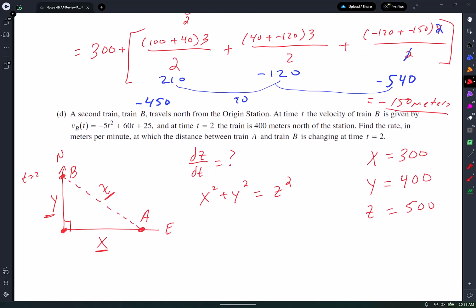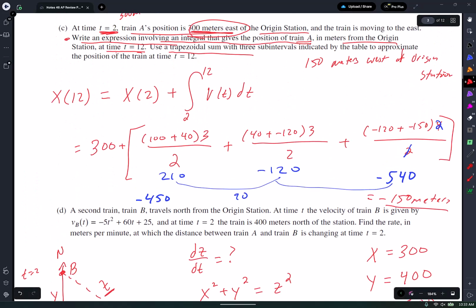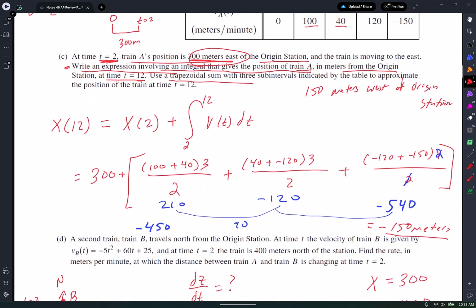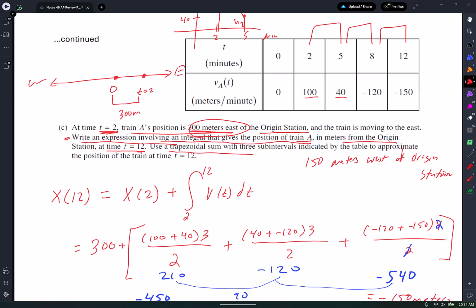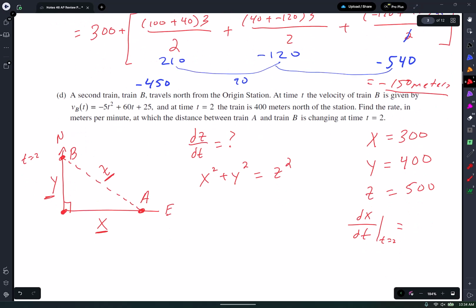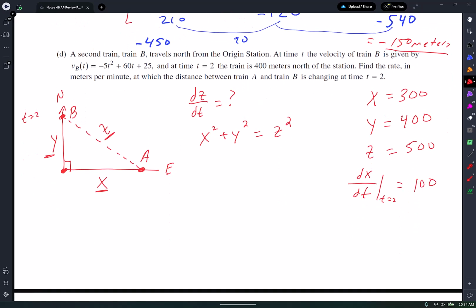All right. Here we go. dx/dt. Do I know what dx/dt is at t equals 2? Yes, I do. Guys, this is my velocity of train A. Look, here it is. These are my times. At time 2, it's 100. Guys, come on, it's velocity. It's train A. So we're taking the derivative of the Pythagorean theorem to find dz/dt.